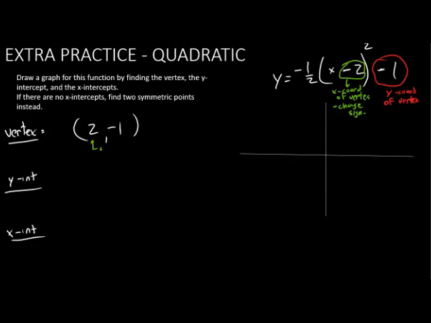Be careful to look out for your sign when you're doing the vertex. We'll place that on the graph, and we'll find 2, -1 by going right 2 and down 1.